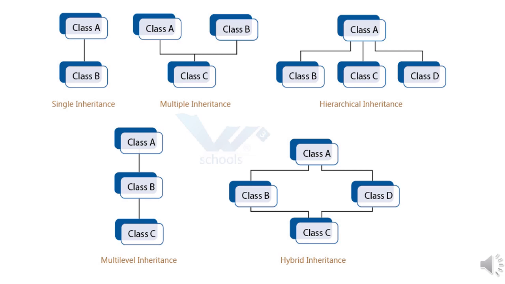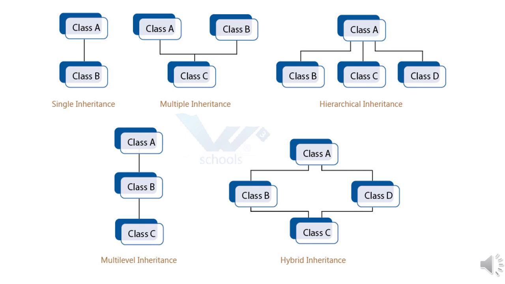And the next one is multi-level inheritance. Here you can see that class C is inherited from another class, class B, and class B is also inherited from class A. So this kind of inheritance, that is, a class derived from another class which is also derived from another class, is called multi-level inheritance.